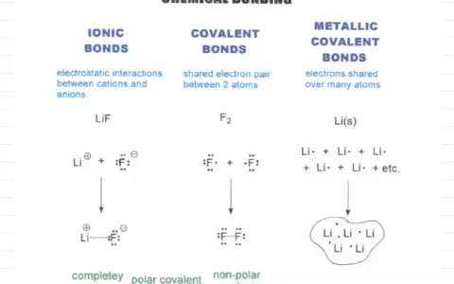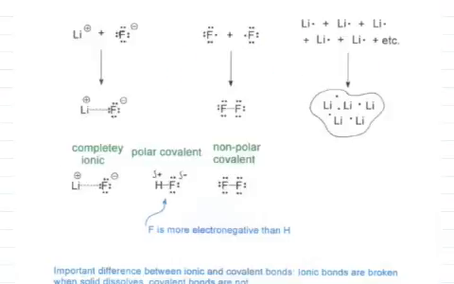Now let's take a look at covalent bonds. Covalent bonds are shared electron pairs between two nonmetal atoms. So let's look at difluorine, F2. When they bond, they form a covalent bond, and for this molecule, it's a nonpolar covalent bond. Fluorine is more electronegative than hydrogen, so if we had hydrogen and fluorine, for example, we would get a polar covalent bond.